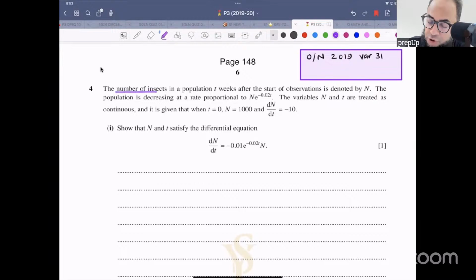Now it says the number of insects in a population t weeks after the start of observation is denoted by N. The population is decreasing at a rate proportional to this. The variables N and t are treated as continuous. There is no breakage, just use it. Don't overthink. When t is 0, N is 1000, dN by dt is negative 10. Part 1: show that N and t satisfy this differential equation.